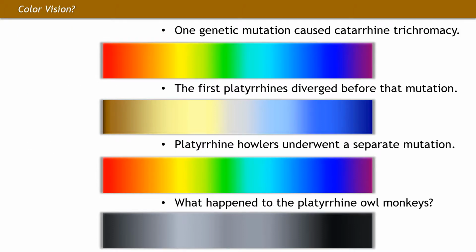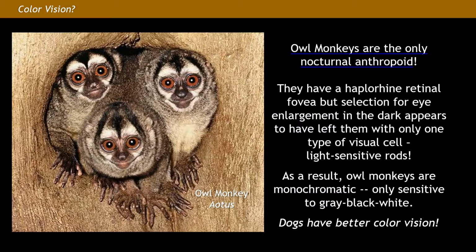One genetic mutation caused catarrhine trichromacy. The first platyrrhines diverged from the common ancestor that they shared with catarrhines before that mutation occurred in catarrhines. Platyrrhine howler monkeys later underwent a separate mutation that allowed them to have red color perception. And what happened to those poor platyrrhine owl monkeys?